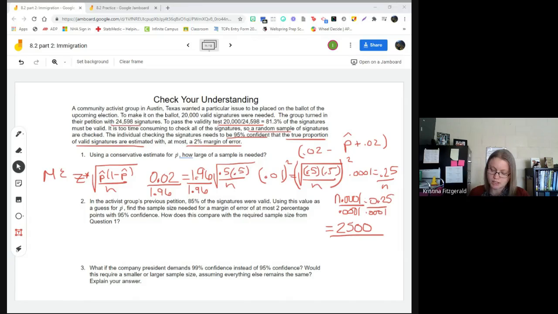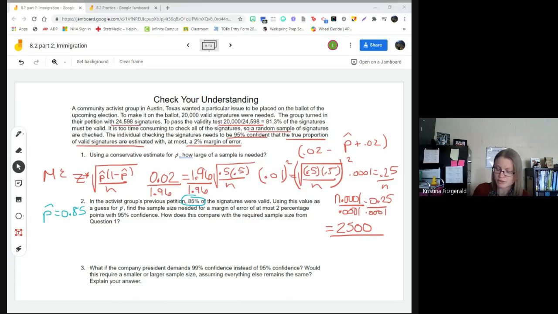So then for the next question, in the activist group's previous petition, 85% of signatures were valid. So let's say they actually did this once, and they did have a sample result for how many signatures were valid. In that case, it was 85%. So this is saying we did do this once. Let's pretend. And in this case, we would have a p-hat that we already have that we want to compare it to. So using this value as our best guess from previous activist groups, find the sample size needed for the margin of error for at most 2 percentage points again, with 95% confidence.